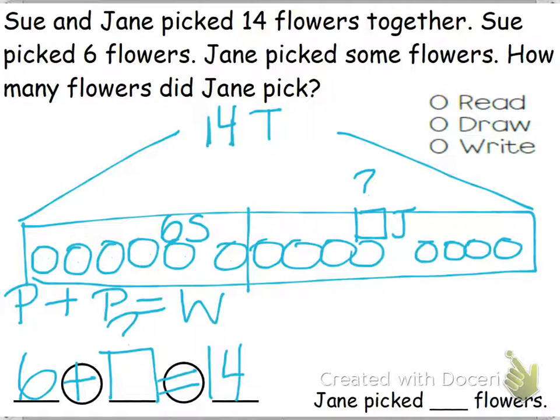So now how can I figure out this missing part? Well, we can just count it. 1, 2, 3, 4, 5, 6, 7, 8. So we know that it is 8. So 6 plus 8 equals 14. So we read and we drew. Now we wrote our number since we didn't finish our statement. So Jane picked blank flowers. How many flowers did Jane pick? She picked 8. Perfect. Now let's move on to another one.